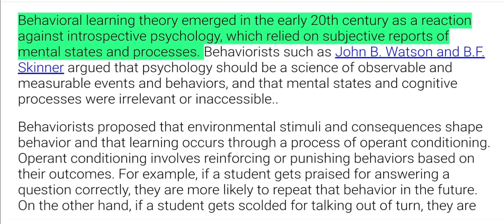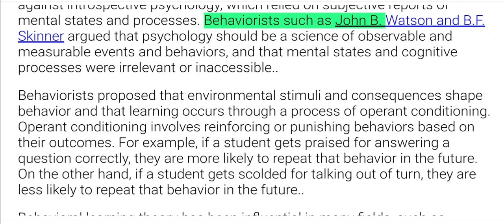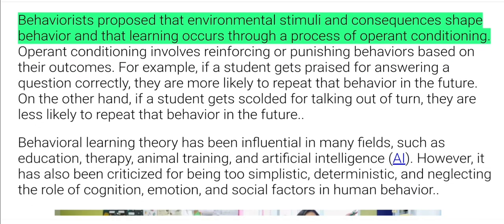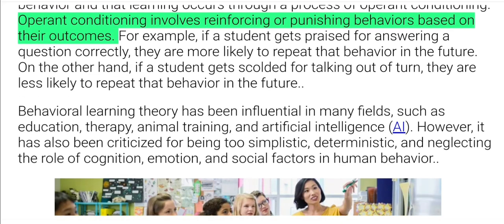Behavioral learning theory emerged in the early 20th century as a reaction against introspective psychology, which relied on subjective reports of mental states and processes. Behaviorists such as John B. Watson and B.F. Skinner proposed that environmental stimuli and consequences shape behavior and that learning occurs through a process of operant conditioning. Operant conditioning involves reinforcing or punishing behaviors based on their outcomes.